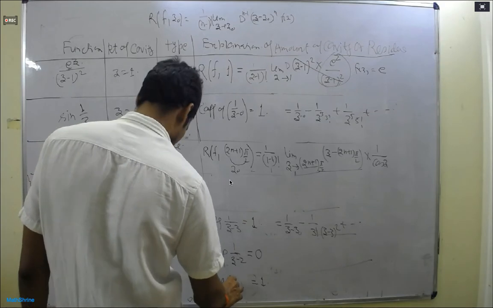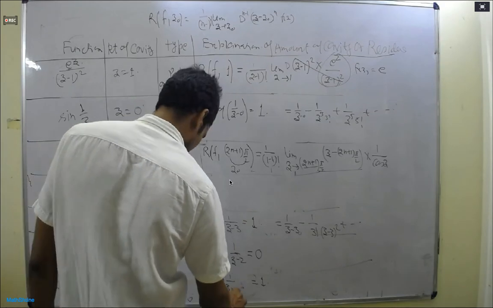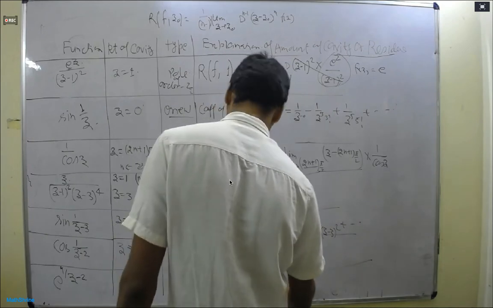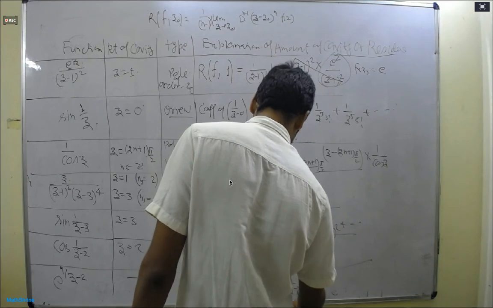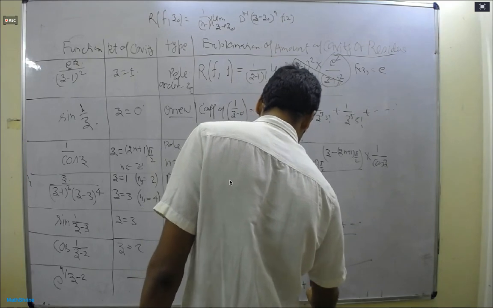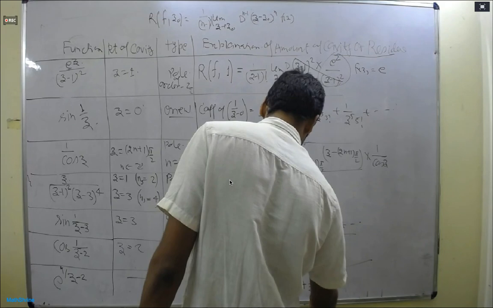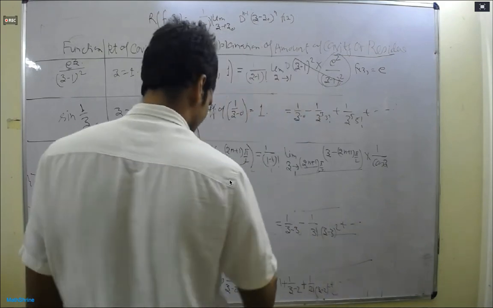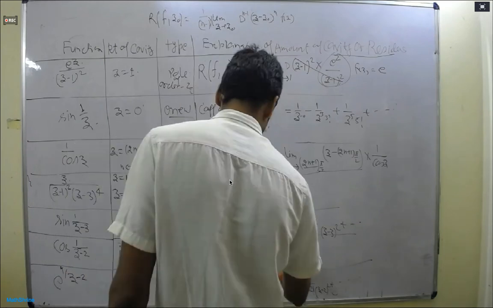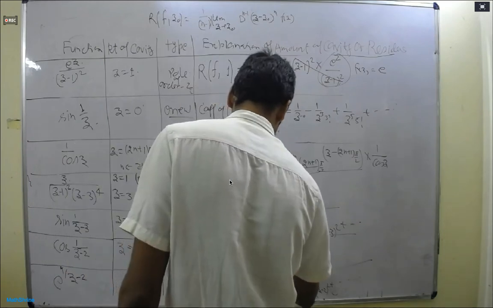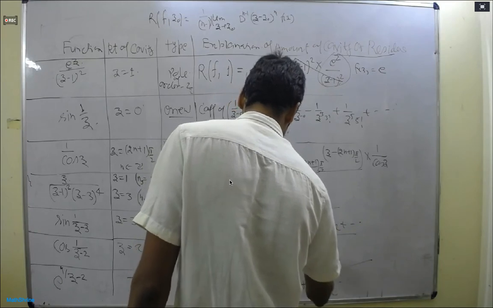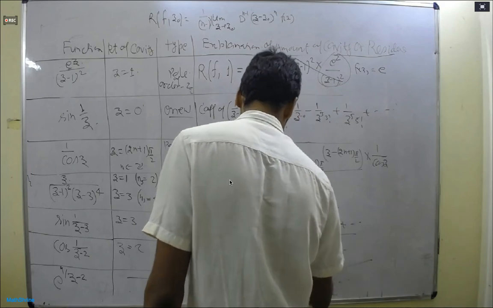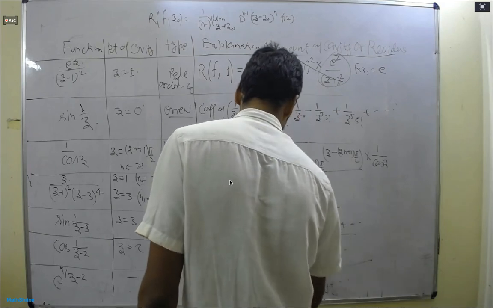One plus 1 upon z minus 2 plus 1 by 2 factorial z minus 2 and so on. Here 1 plus 1 by 2 factorial z minus 2 whole square plus so on. Now here I have poles at 2 points, so we need to calculate two things.